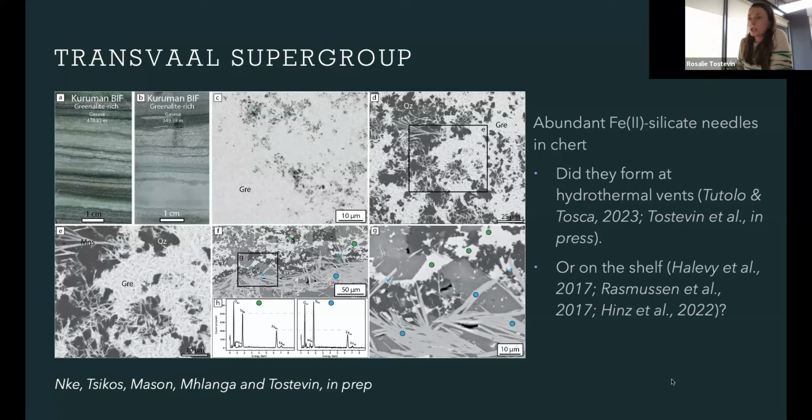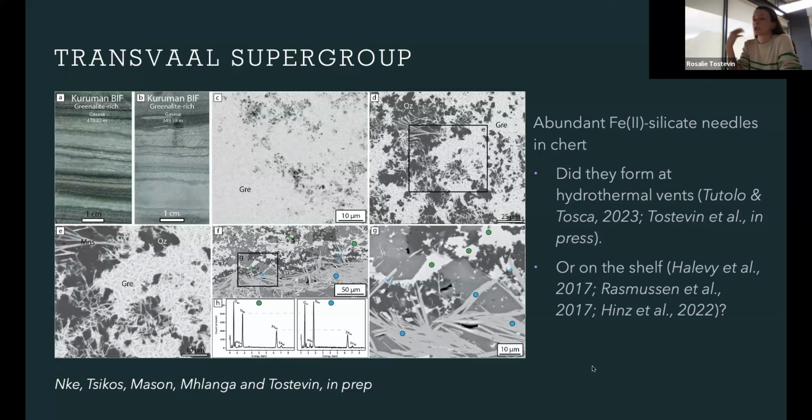The next question is, how are these needles forming? And one suggestion that's come about recently from modeling work by Tutolo and Tosca, and also some higher temperature experimental work, which is a paper of mine in press, suggests that they could have formed very rapidly at hydrothermal vents and then been transported onto the shelf by hydrothermal plumes or just lateral transport.